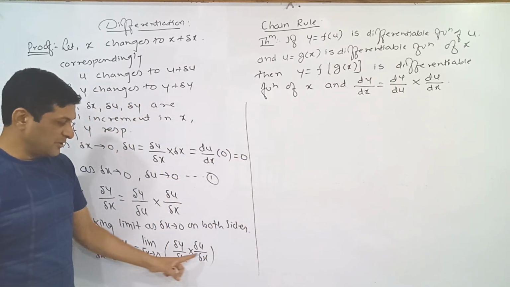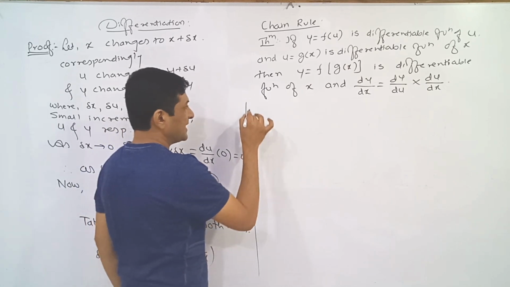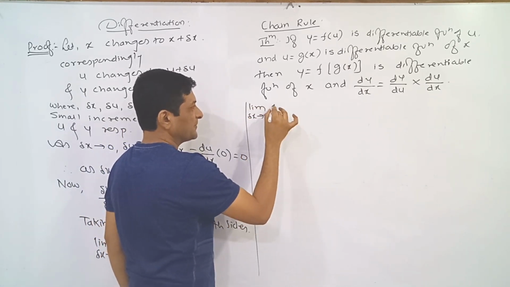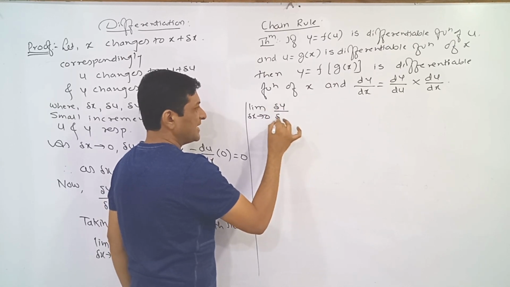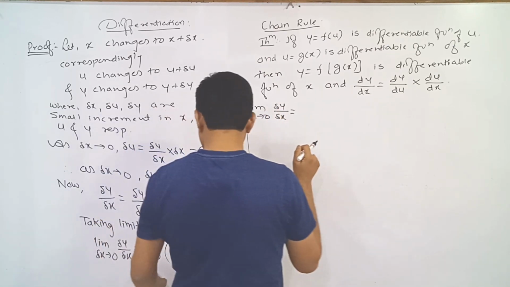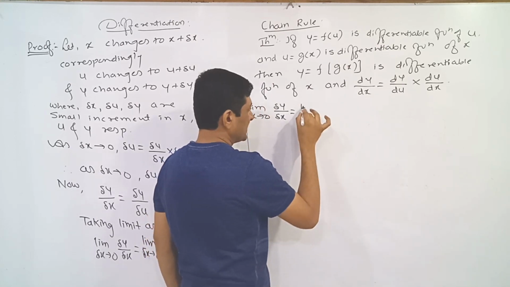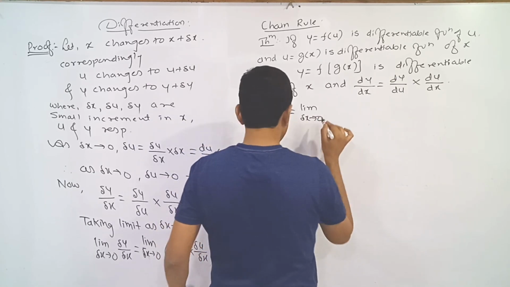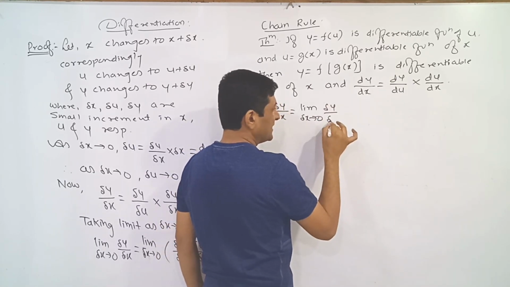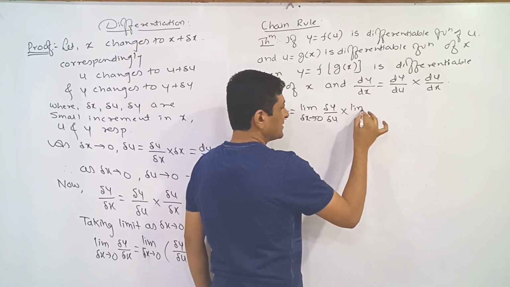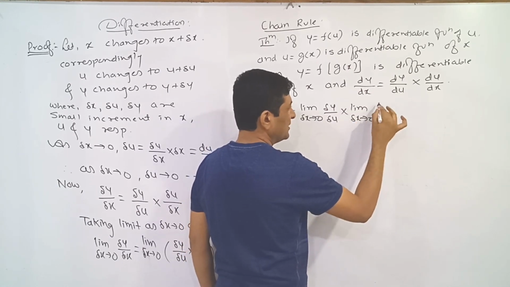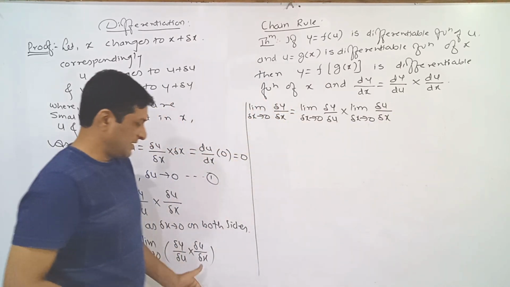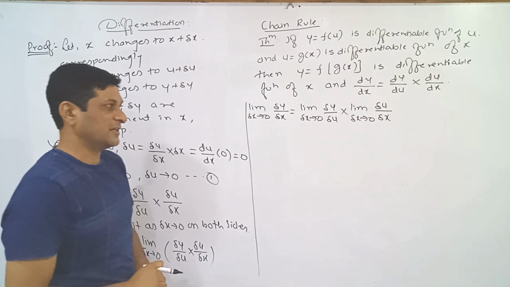Now take the separate limit of both the terms. Keep the left hand side as it is. What is the left hand side? Limit Δx tends to 0, Δy/Δx, keep it as it is. Now take the separate limit of both the terms. So take the limit of the first term, limit Δx tends to 0, Δy/Δu, into limit Δx tends to 0, Δu/Δx. We have simply taken the separate limit of both the terms.